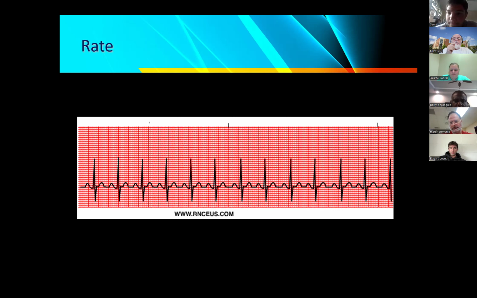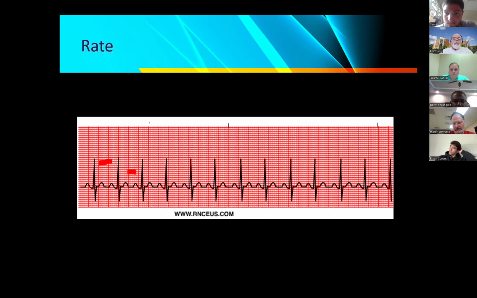Ethan, what do you notice about the rhythm? Regular or irregular? Say it again. Is it regular? Yes, sir. It is. Good. So if we were to measure the boxes here and the boxes here moving across, we would find within one small box that it's going to be the same width.